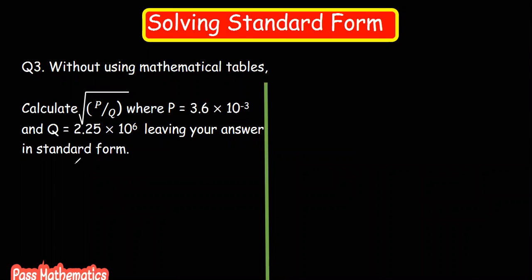I'm changing it. So here we have question 3, which says, without using mathematical tables, calculate root p divided by q, where p is 3.6 times 10 raised to the power of minus 3, and q is 2.25 times 10 raised to the power of 6, leaving your answer in standard form.